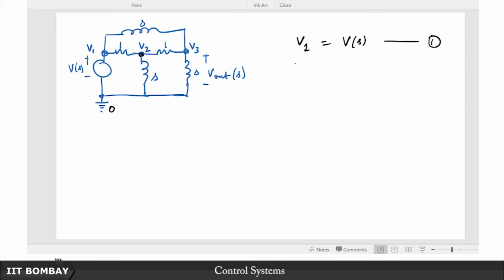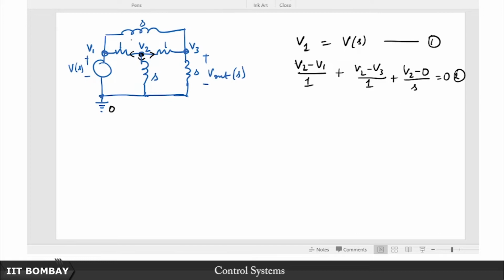So let us say the sum total of the current flowing out from here can flow out through this and through this branch. So what is the current flowing out through this branch? It is nothing but (V2 minus V1) over 1, plus (V2 minus V3) over 1, plus (V2 minus 0) over S, yeah, that is this, is equal to 0. That is your second equation.